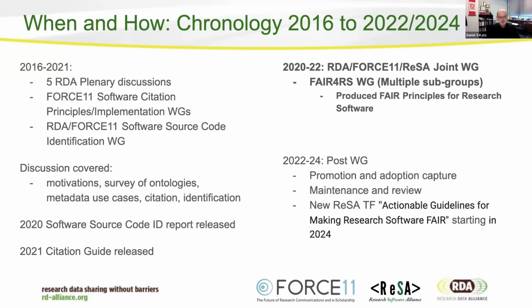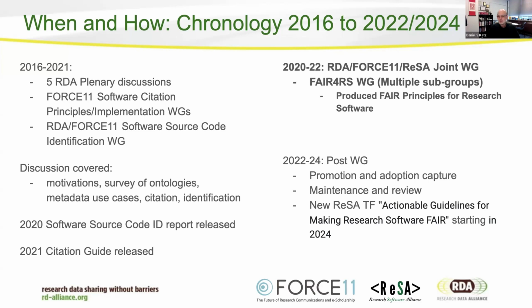In 2021, there was a software citation guide that was released, actually, a number of them. Around the same time, between 2020 and 2022, we had this joint working group on FAIR for Research Software that was done under the Research Data Alliance, Force11, and the Research Software Alliance. We broke up into multiple subgroups, had lots and lots of people involved in a bunch of different ways, which I think we'll talk about briefly.